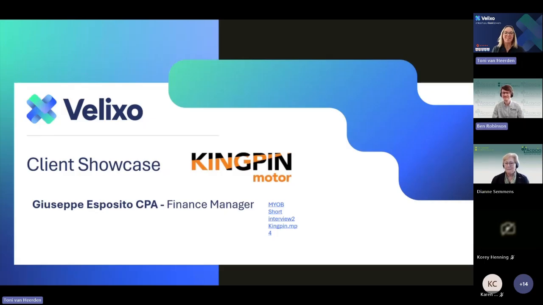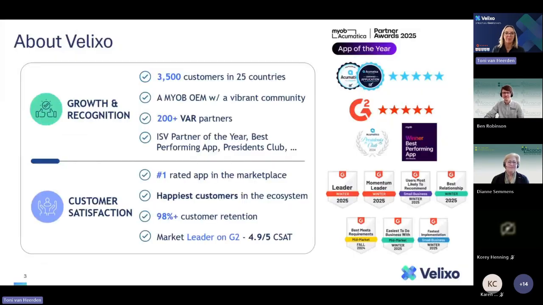Thank you, Di. Yeah, I think it's so great to hear these stories from customers using software and finding these benefits. So just a bit of a background here before I get in to show you some of those Velixo features. Today across 25 countries, we have over 3,500 customers. Here in Australia and New Zealand, we're sitting around 800 Velixo customers in the MYOB Acumatica space. So very excited to be able to present the product to you today.